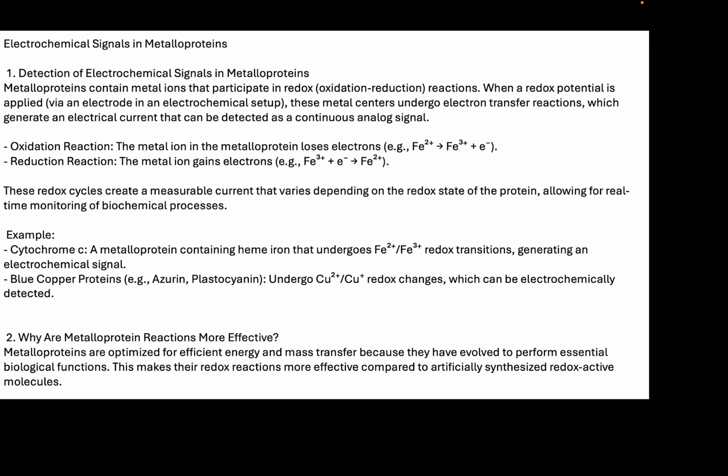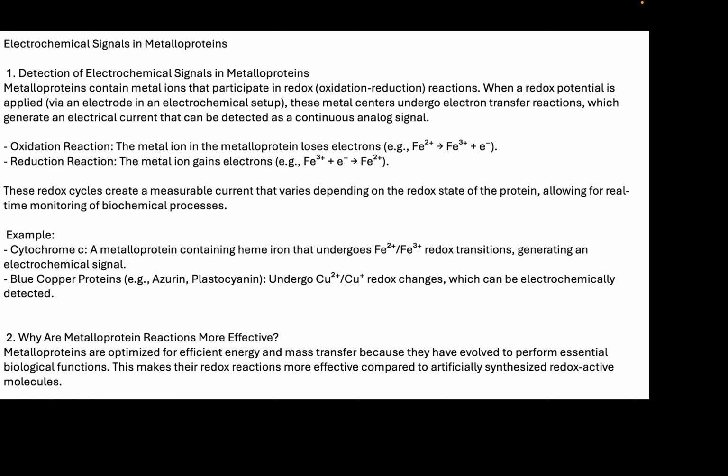Okay, so some of the examples of metalloproteins include cytochrome C. It is a metalloprotein containing heme iron that undergoes redox transition, generating the signal. Blue copper proteins are also there in nature, in which copper is there and the redox reaction takes place as stated here, but with respect to copper.